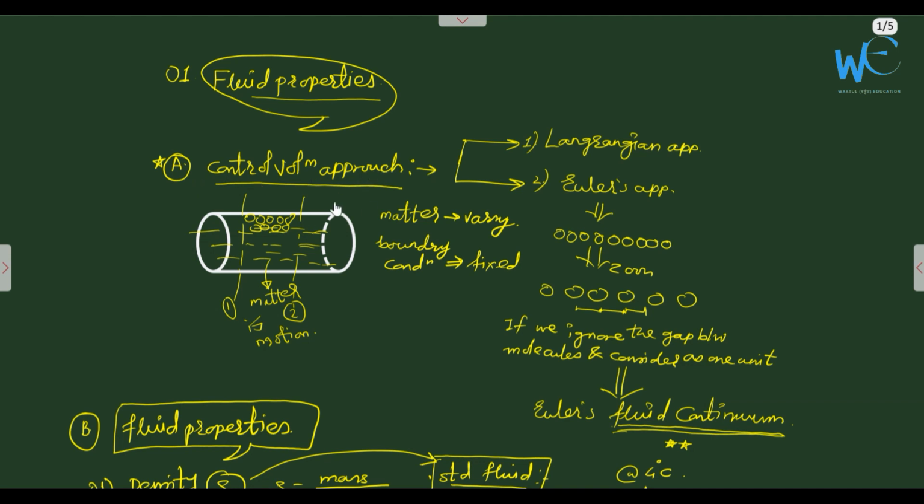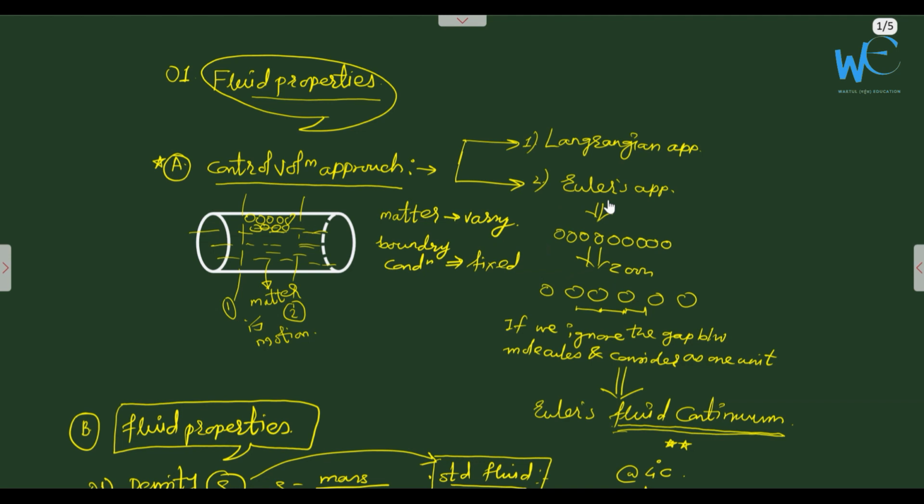Control volume approach means it distinguishes between two approaches: the first one is the Lagrangian approach and the second one is the Eulerian approach. The Eulerian approach is an enhanced version of the previous approach. What I did, I took two sections, so two constraint boundaries, to control the volume. So here in the control volume approach, matter varies and the boundary condition is fixed, which we studied in our last syllabus part video.